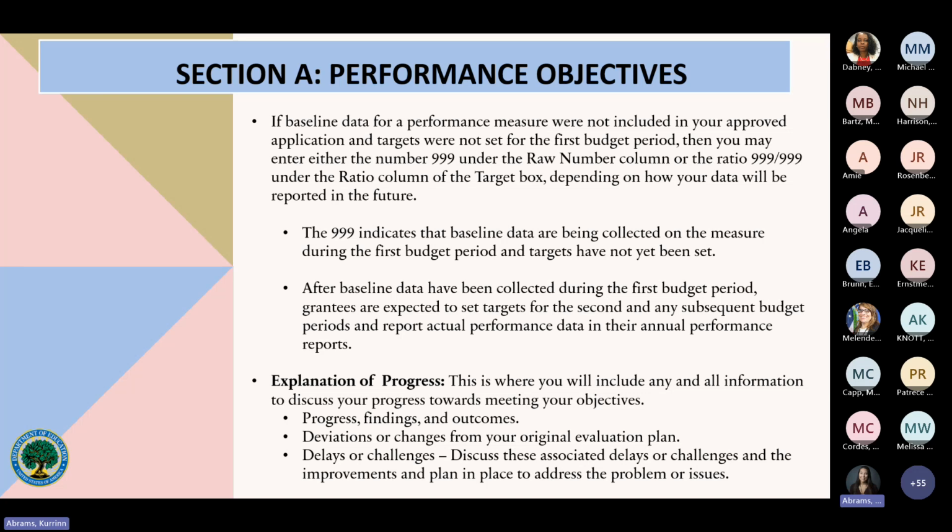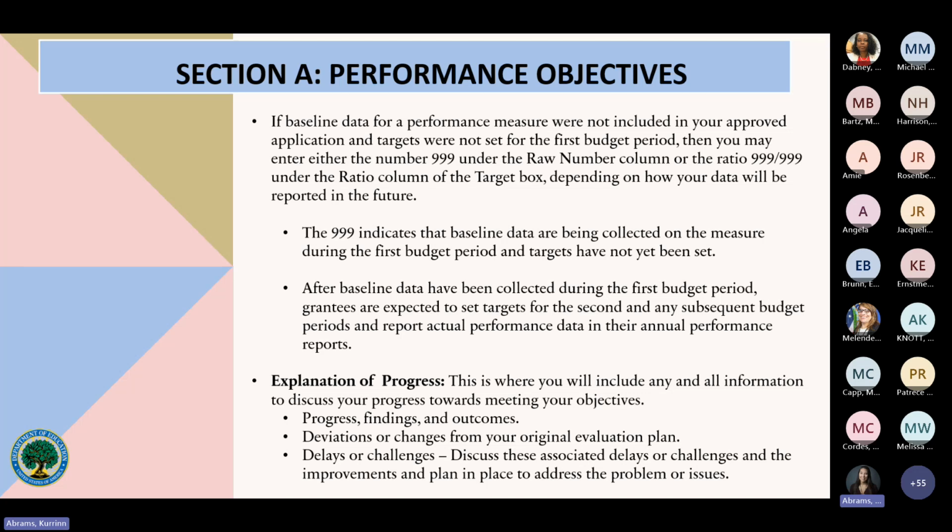So that's usually if you have not set targets in the first budget period. So when you go to enter baseline data, you would put 999 in the target box, and then you would put the actual data in the actual section to indicate that that is baseline data. And baseline data is also great because that's a good foundation for how you're measuring growth from year to year. Again, that 999 in the target box indicates to us that baseline data either is collected or is being collected during your first project reporting period, and that targets have not been set.